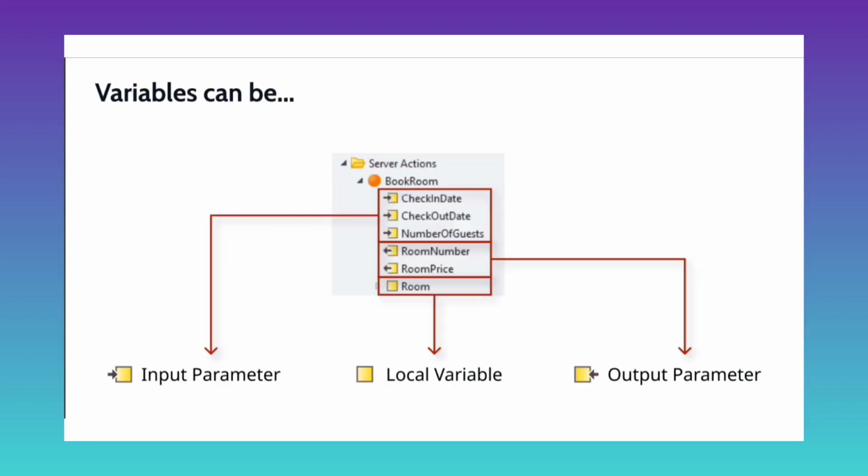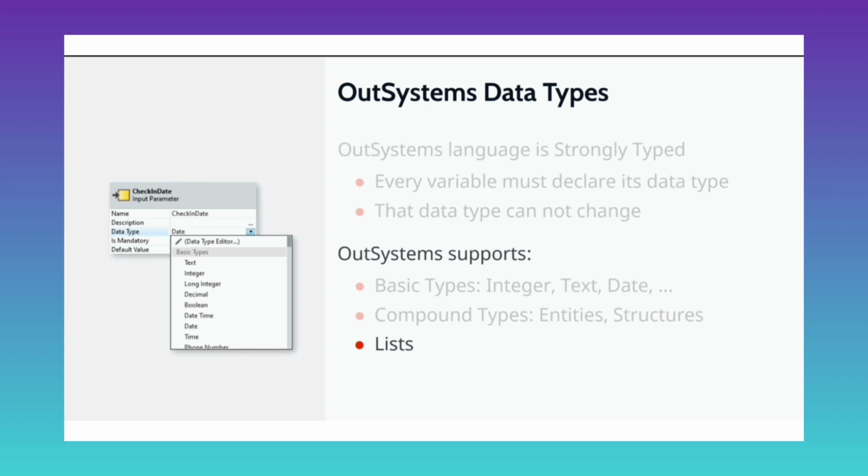The variables: there are three types of variables. One is the local variable where you use it to store the data. The other ones are the input parameter and the output parameter. To the input parameter, you get the data coming inside, and in the output parameter, you pass the data to the next action flow. OutSystems supports multiple types of data types. You have basic data types, compound data types, lists, and structures, which help you to define or hold the data in multiple forms in a transient manner.